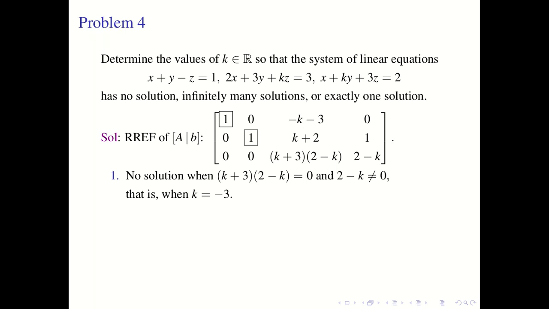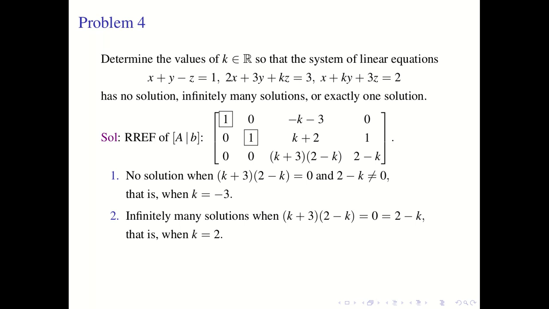Now for the system to have infinitely many solutions, the bottom row should be 0. So how do we get the bottom row to be 0? The bottom row can be 0, that means the third entry in the fourth column must be 0, and the only way that can be 0 is k equal to 2, and that will ensure that the third entry in the third column is also 0. So therefore the system has infinitely many solutions if k is equal to 2.